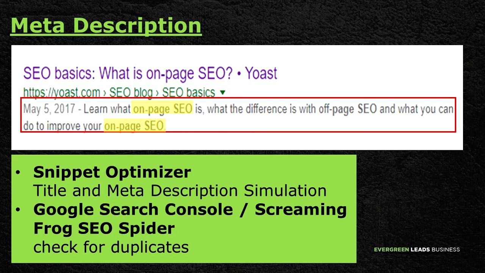Okay, so visit Google Search Console, then go to Search Appearance, and then to HTML Improvements, or you can use the Screaming Frog SEO Spider to check for duplicate meta descriptions. You can also use a snippet optimizer to simulate how your title and meta description are going to look when they appear in the SERPs.